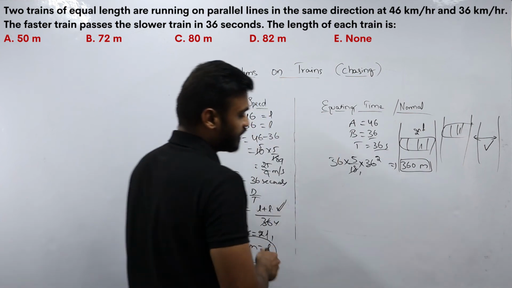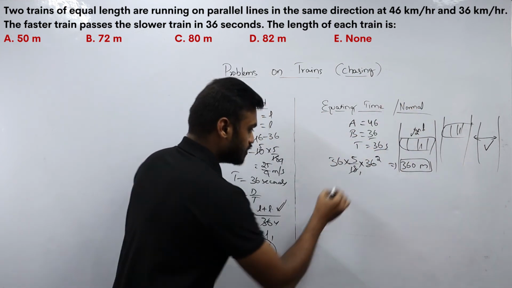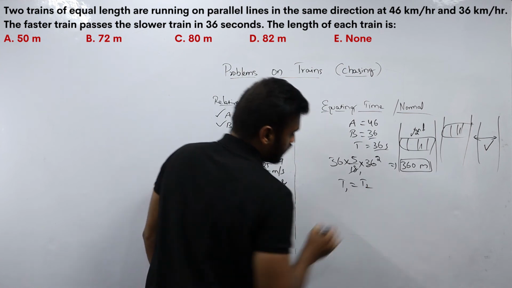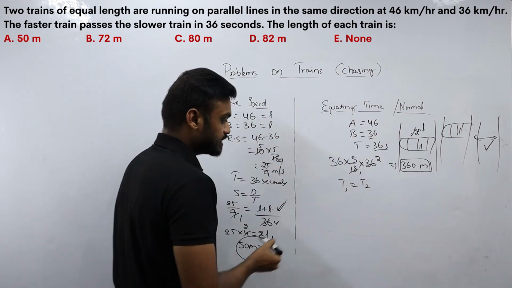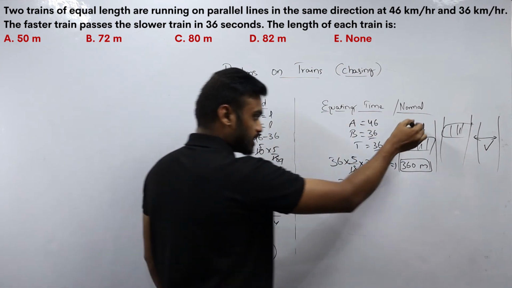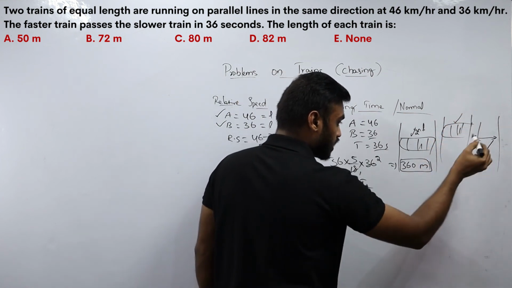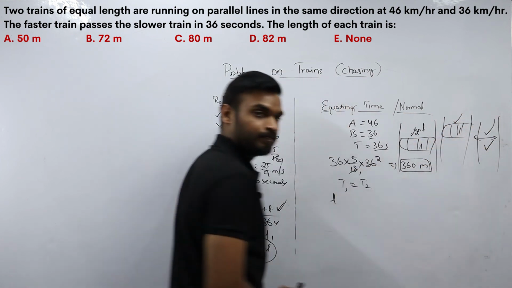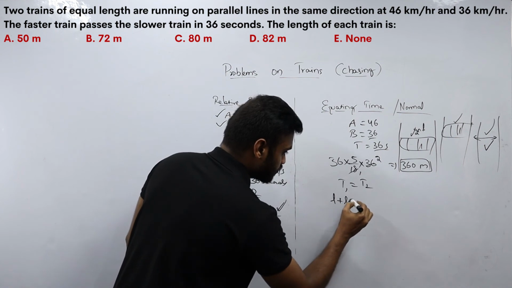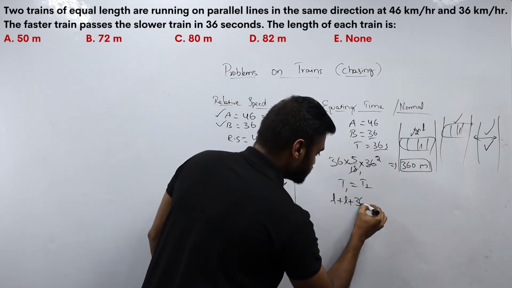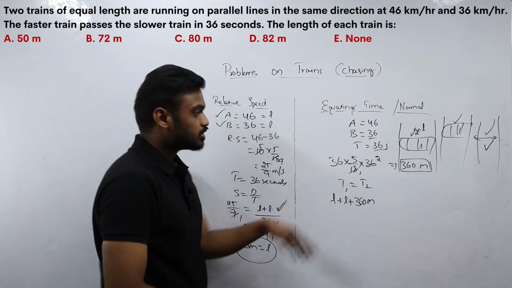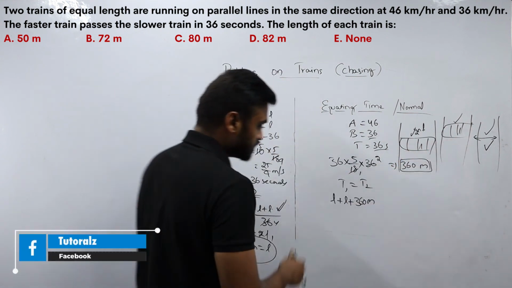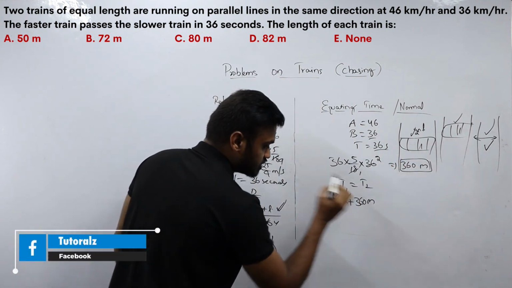Now we need to find out what is the length of the second train. T1 equal to T2. What is the time taken by the second train? That is, the train needs to cover the total length of the second train, the total length of the first train, and also the total distance covered by the first train. So length plus length plus the distance, that is 360 meters. Here both lengths of the trains are equal. That's the reason I am writing it as L meters and also L meters.